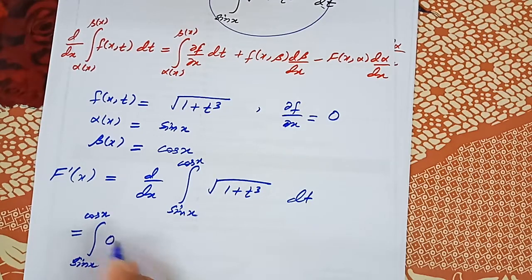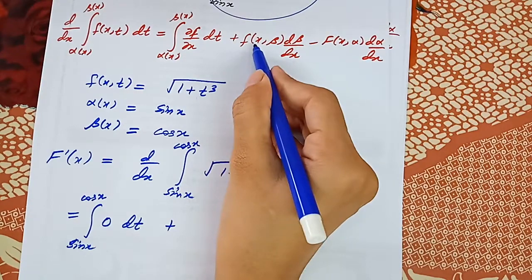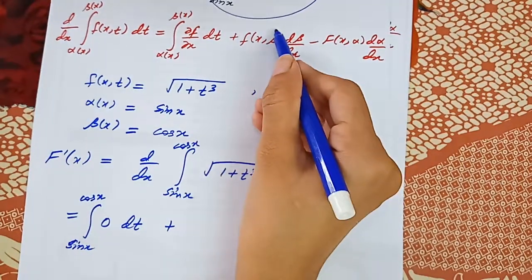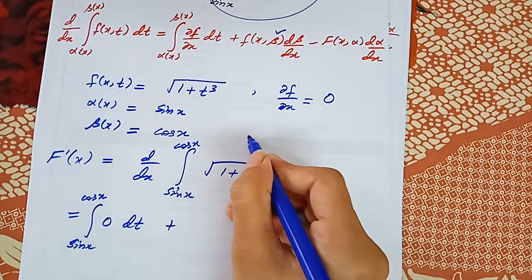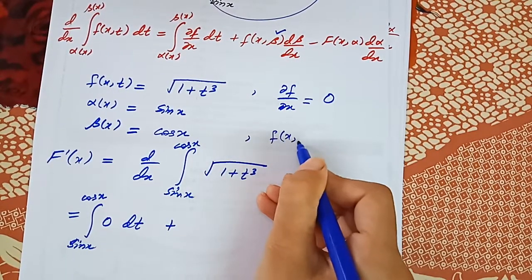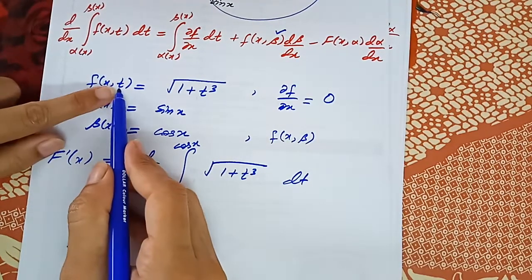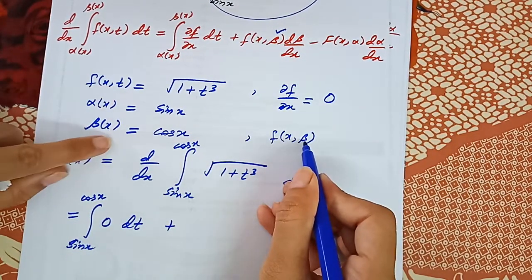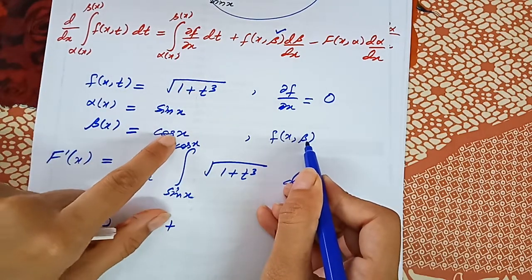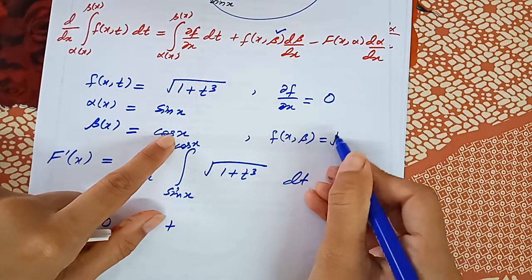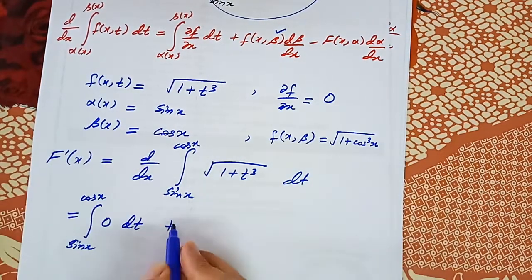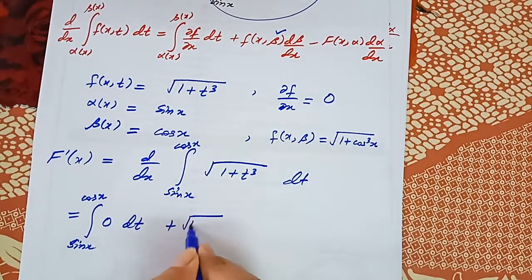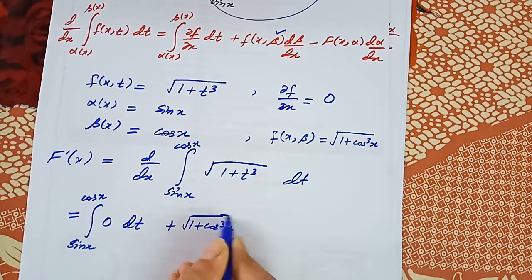So it will be 0 dt plus, now in your function f of x, t, replace your t with beta, that is cosine of x. This was f of x, t, now you need f of x, beta. So in place of t, you are going to replace cosine of x. So it's going to be square root 1 plus cosine cube of x. So let's plug in here. f of x, beta is square root 1 plus cosine cube of x.